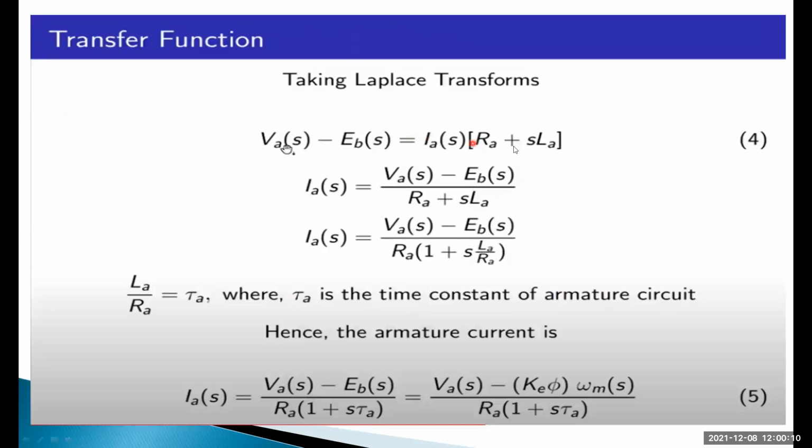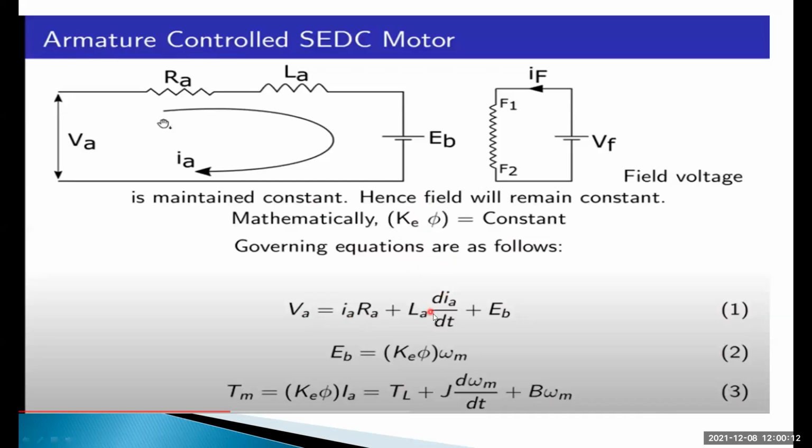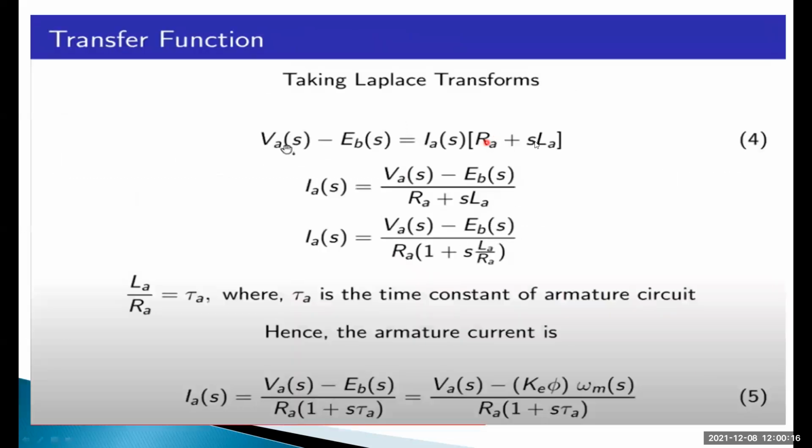Va of s minus Eb of s is equal to Ia of s into Ra plus differentiation, which is nothing but s, La into s into Ia of s. Taking Ia of s common, you will get Ra plus s into La. So Va of s minus Eb of s is equal to Ia of s into Ra plus s La. From this, the armature current expression is Ia of s equal to Va of s minus Eb of s divided by Ra plus s La.